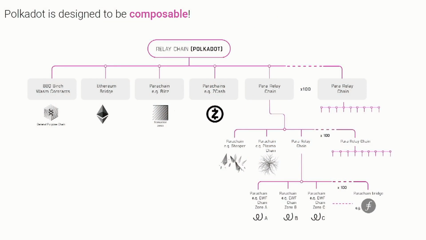Others might be interesting state transition function chains, like maybe a Plasma parachain, maybe an Ethereum 2 Shasper parachain, maybe a ZK SNARKs-based parachain. Who knows? It may be that you get to the bottom and you have a relay chain that's just full of parachains that are all for one specific consortium. So maybe something like an EWF set of chains that all basically run in a zone together.